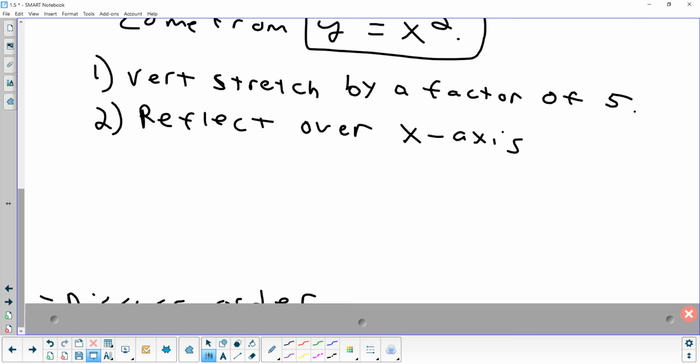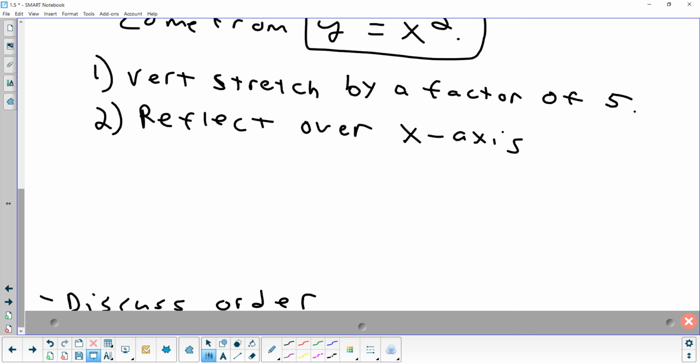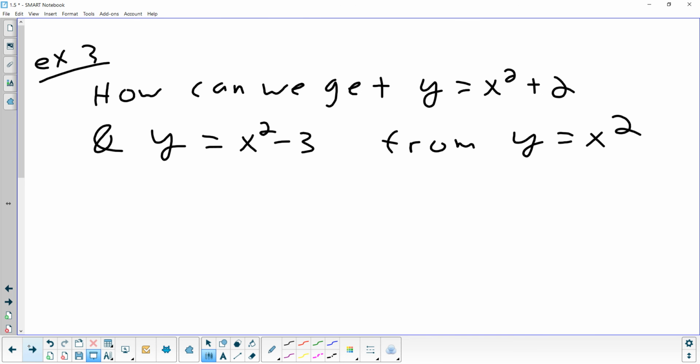Now, there is a certain order that's important, and we're going to talk about that, especially when you have multiple transformations. Like let's say you had a shift up one, shift left two, a reflection over the vertical axis, and then a vertical stretch. You have to list them and perform them in a certain order, just like when you do arithmetic, you have to do it in a certain order, like PEMDAS. Otherwise, you get a different result. So we'll talk about that order in a little bit.